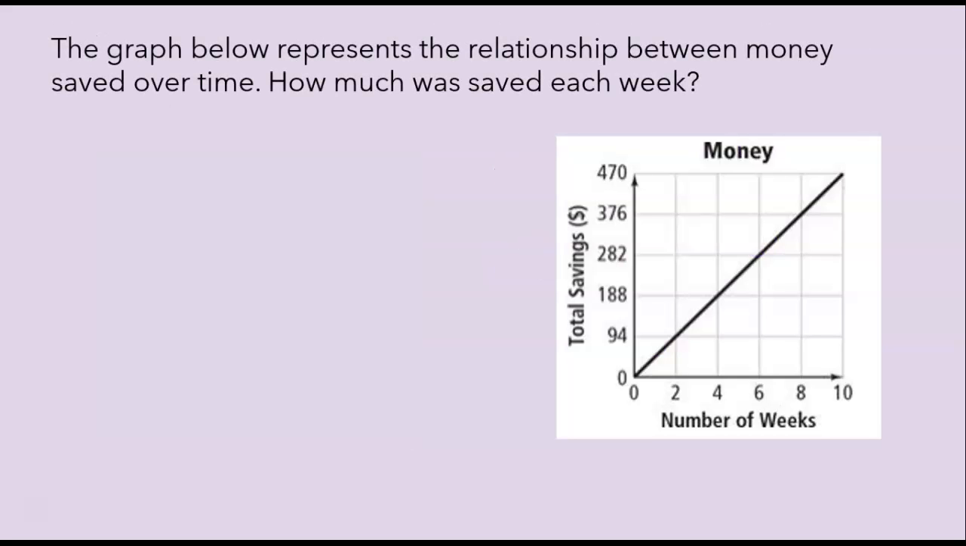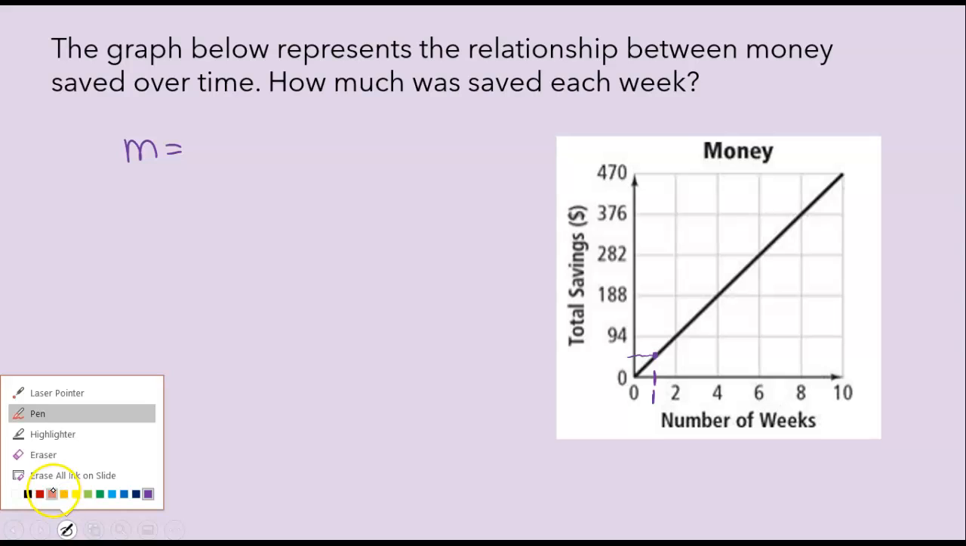All right, let's look at the next one. The graph below represents the relationship between money saved over time. How much was saved each week? Well, here, each week would be 1 week, but is that on one of my grid lines? Is that a good point? No, it's kind of like right here. I could probably estimate, but I don't know for sure. But because this is proportional, what else could I calculate that will also give me a unit rate? I could find the slope, right? Isn't the slope the same thing as the unit rate? Because it's proportional? So let's find the slope.